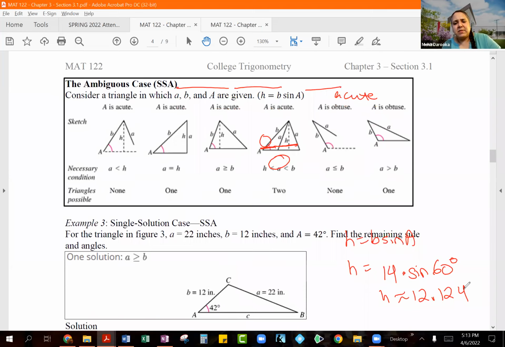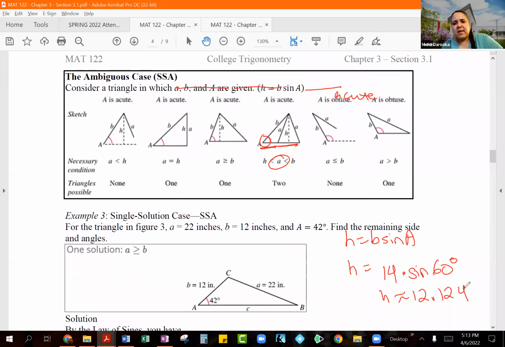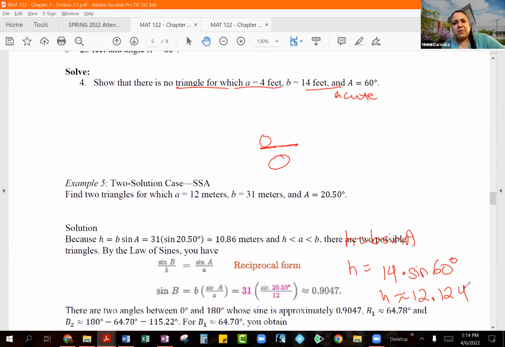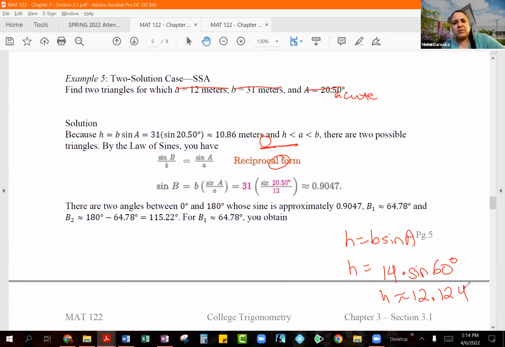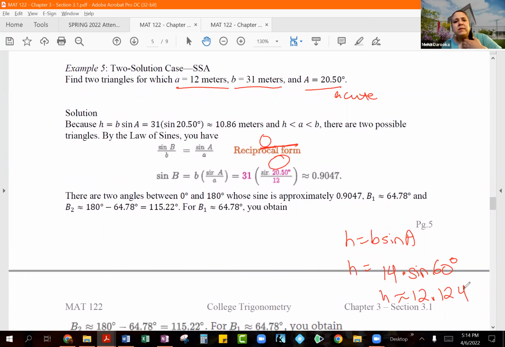Okay, so the H had to be smaller than A and smaller than B, which H is definitely not. Oh, sorry, I was looking at the wrong one. Yeah, but still your A is 12 meters and this is 12.124.